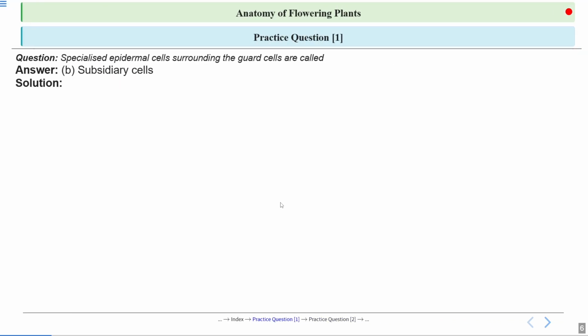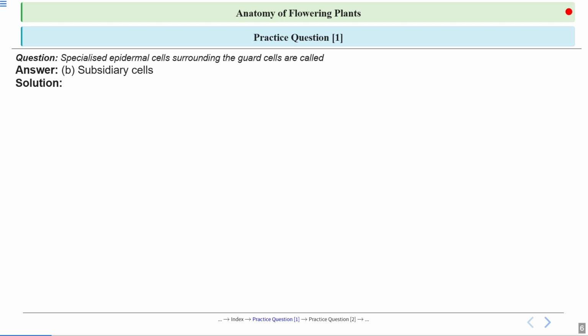It is subsidiary cells. See the structure of stomata, which is given in the NCERT. They have the guard cells, and guard cells are surrounded by modified epidermal cells. In the case of dicot, that is called subsidiary cells. In the case of grasses, the dumbbell shaped guard cells are there, and they are also surrounded by two subsidiary cells, right? So subsidiary cells is the correct answer.